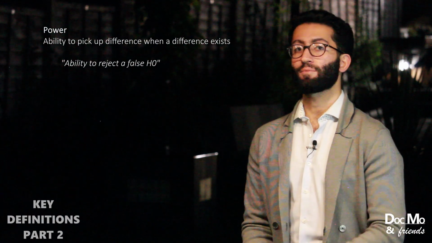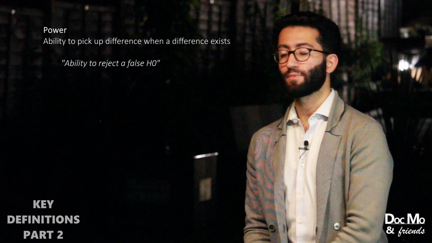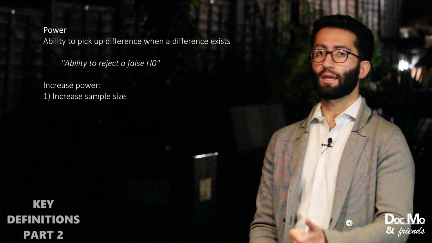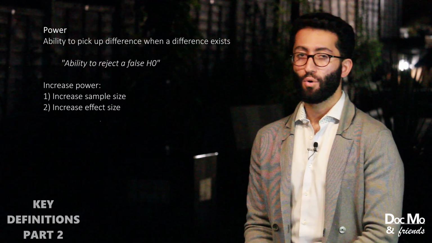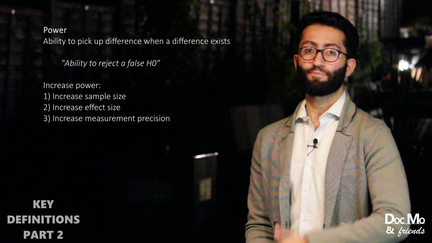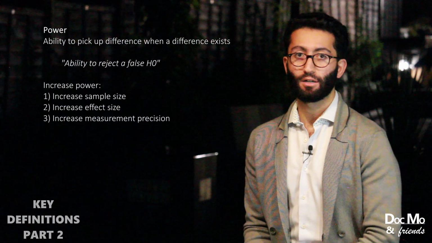Okay, and there are three main ways that you can increase power really. You can either increase the sample size, you can increase the effect size, or you can increase the precision with which you measure the outcome of interest. Okay, phew, so that's all done.